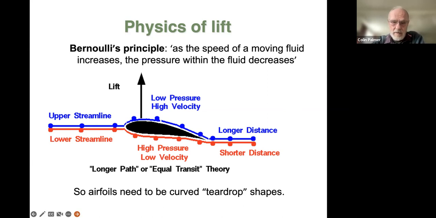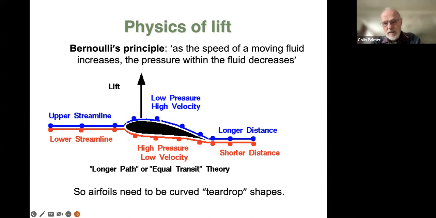And there is something which is correct. There's Bernoulli's principle that says as the speed of a moving fluid increases, the pressure within the fluid decreases. So the argument goes that because the blue blobs have to move faster than the red ones, they reduce the pressure, and as such you get a pressure differential across this teardrop shape and you get lift.